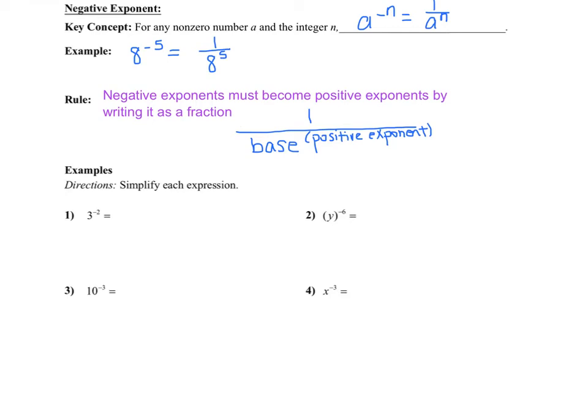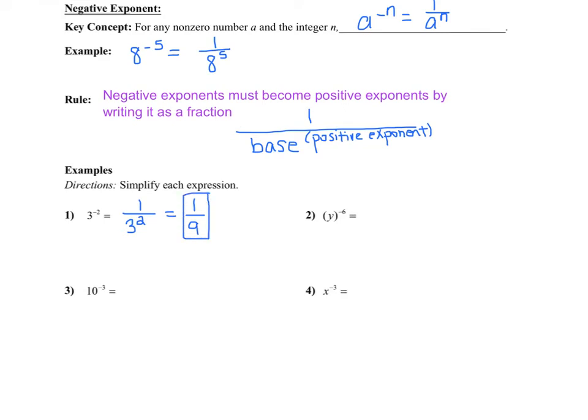Directions: simplify each expression. And we have number 1, 3 to the negative 2nd power. So you want to make sure you make that into a positive exponent. And we do that by placing it underneath 1. So we have 1 over 3 to the 2nd power. Okay, and it's saying to simplify the expression, therefore we're going to expand it. So we have 1 over 3 times 3 is 9. Therefore, our answer is 1/9.